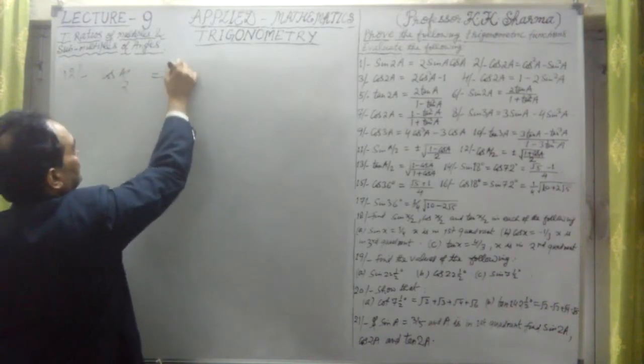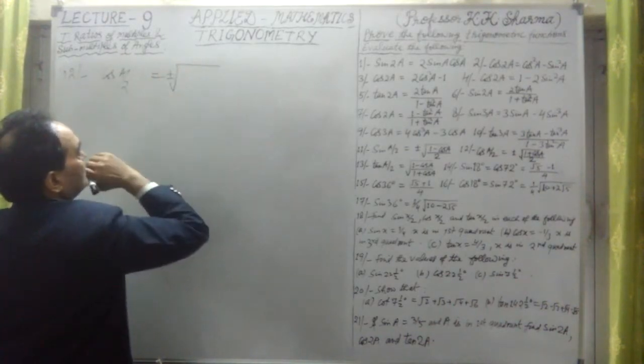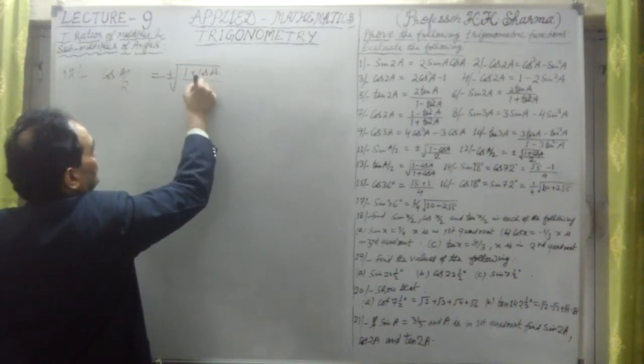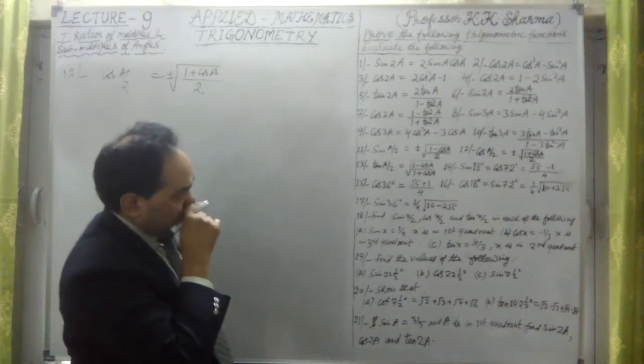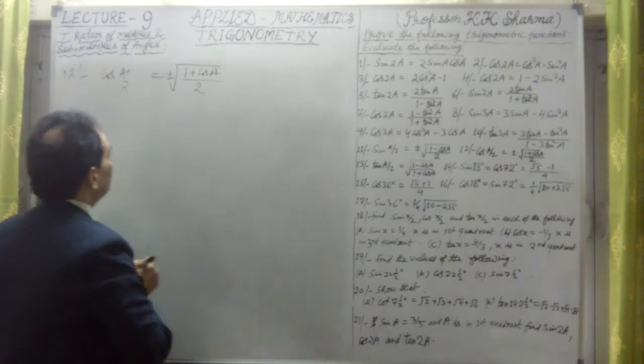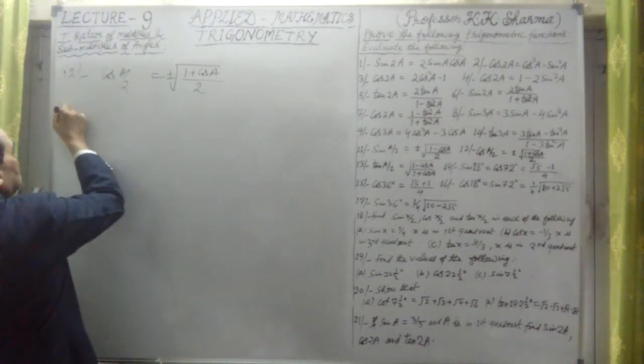Cos A by 2 equals plus minus under root of (1 plus cos A) upon 2. This we have to prove. Again, solution.